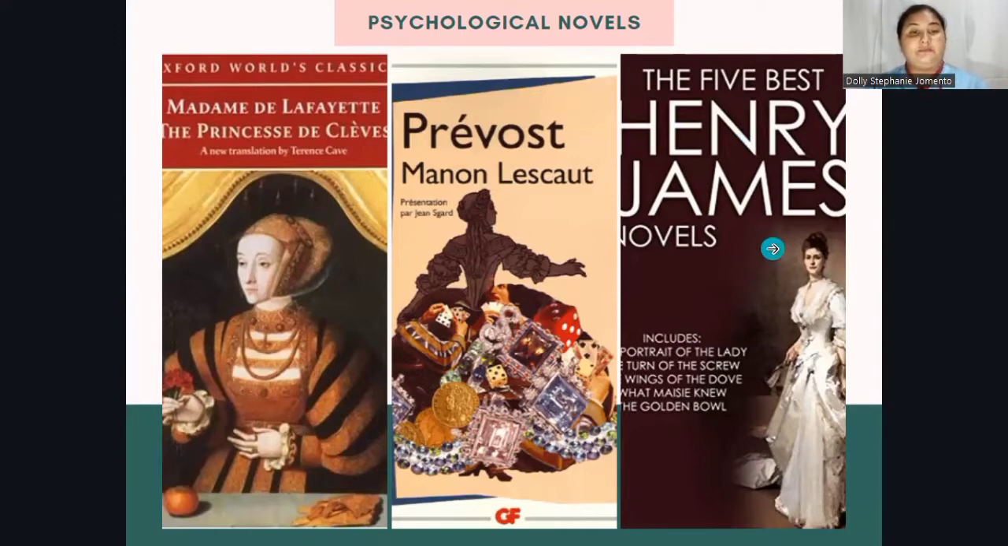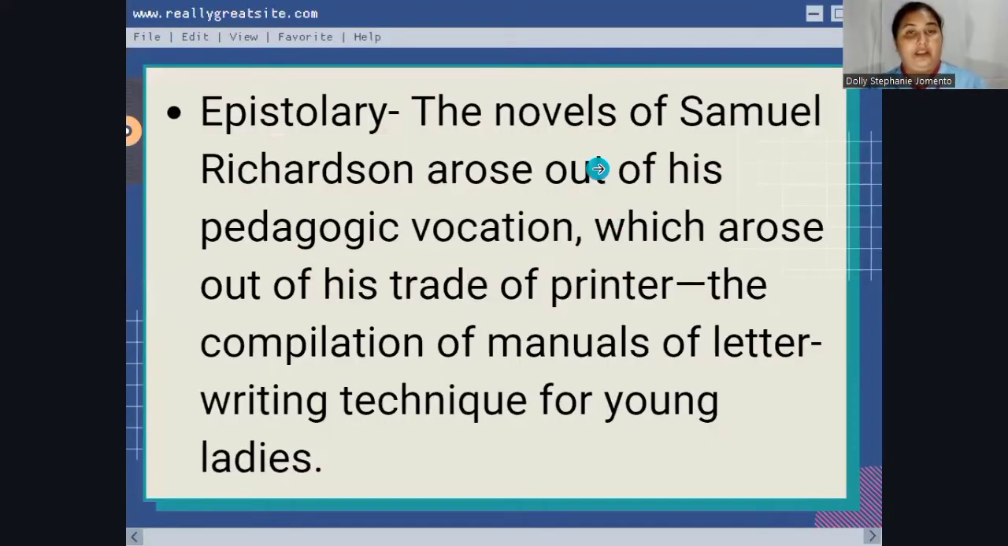So next, we have epistolary. So the novels of Samuel Richardson arose out of his pedagogic vocation, which arose out of his trade of printer, the compilation of manuals of letter writing, a technique for young ladies. So his age regarded letter writing as an art on which could be expended the literary care appropriate to the essay or to fiction.